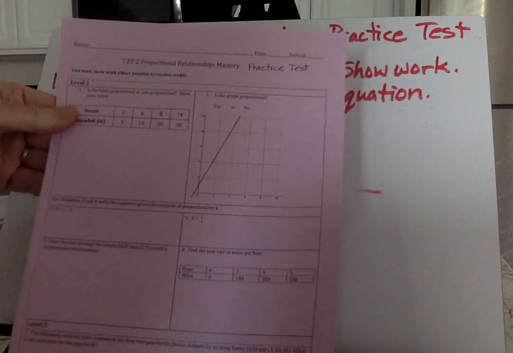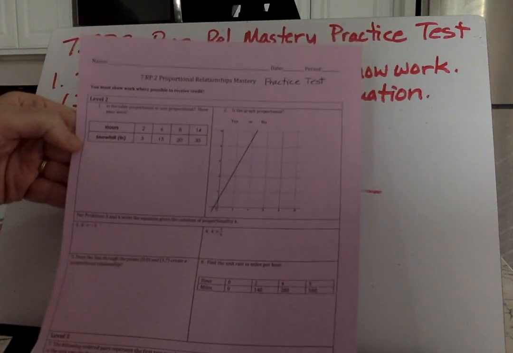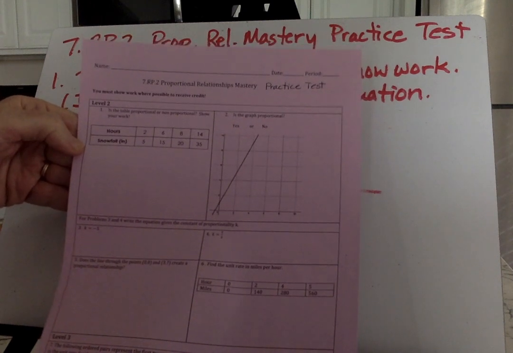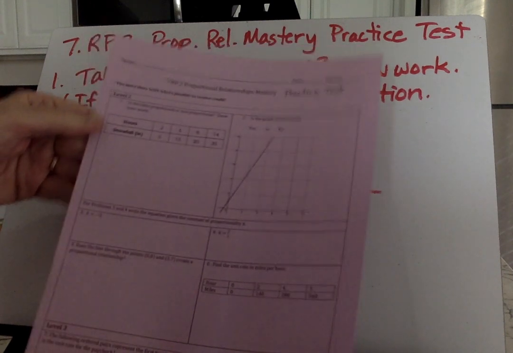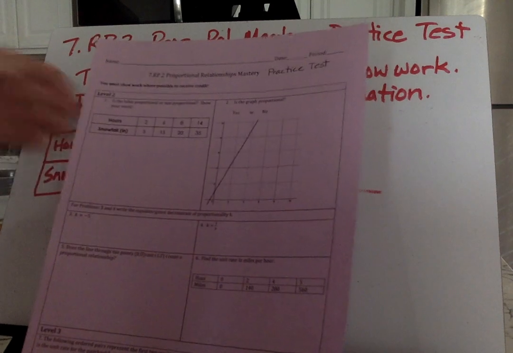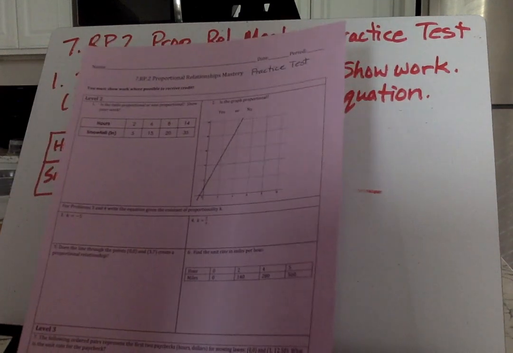This is kind of this purple worksheet and your teacher should have passed this out already. So we'll start with number 1. Is the table proportional or non-proportional?